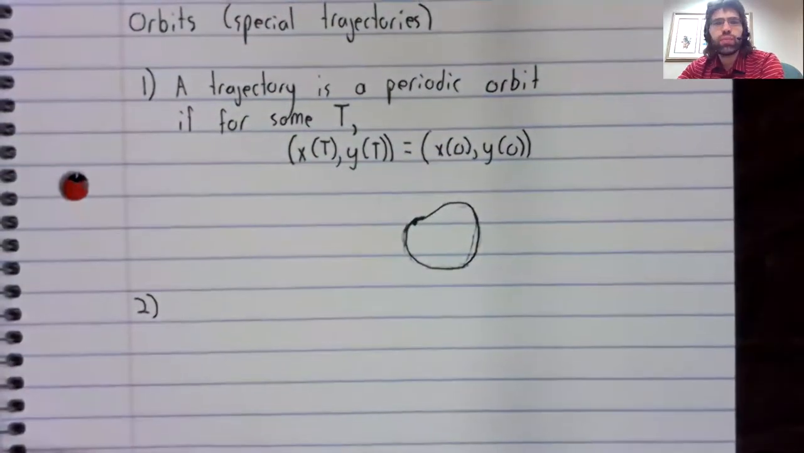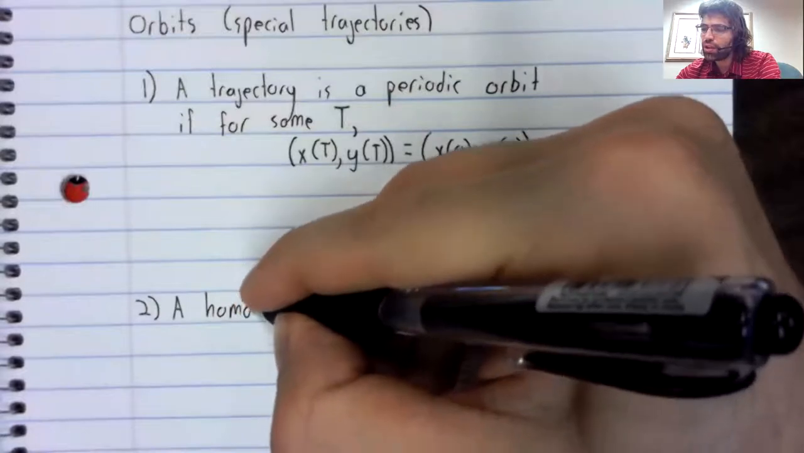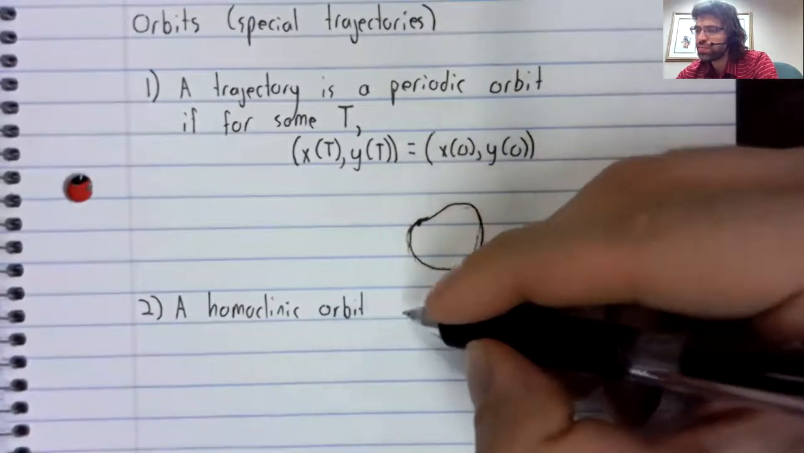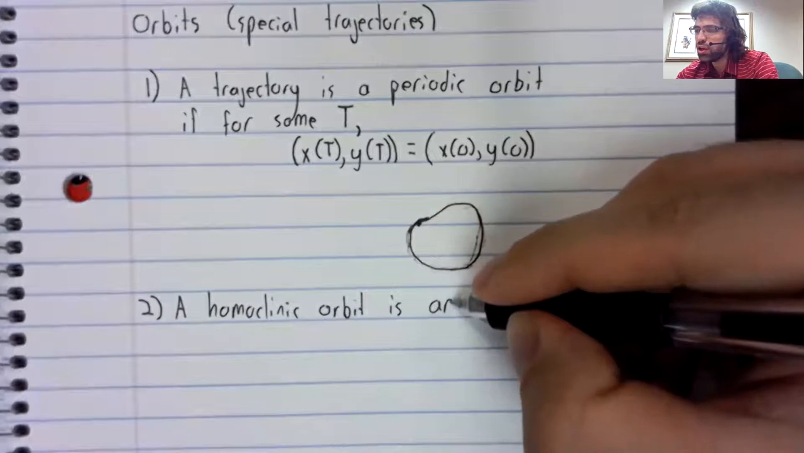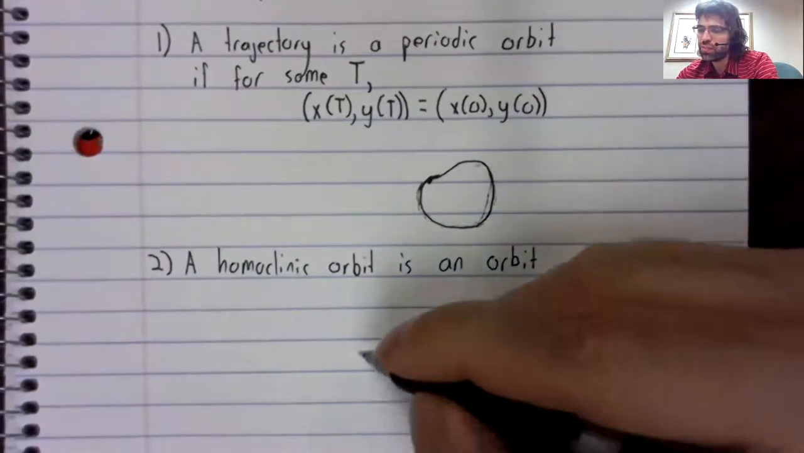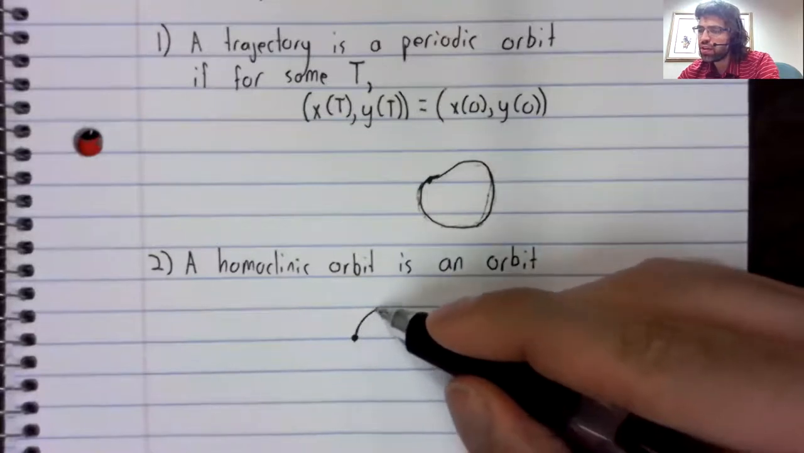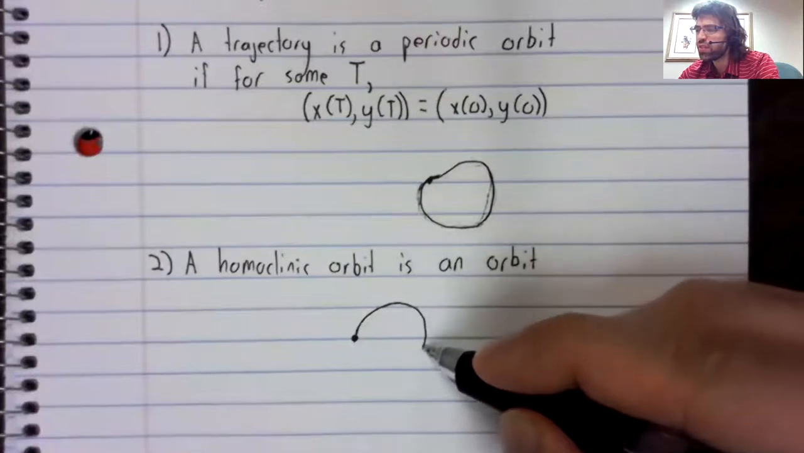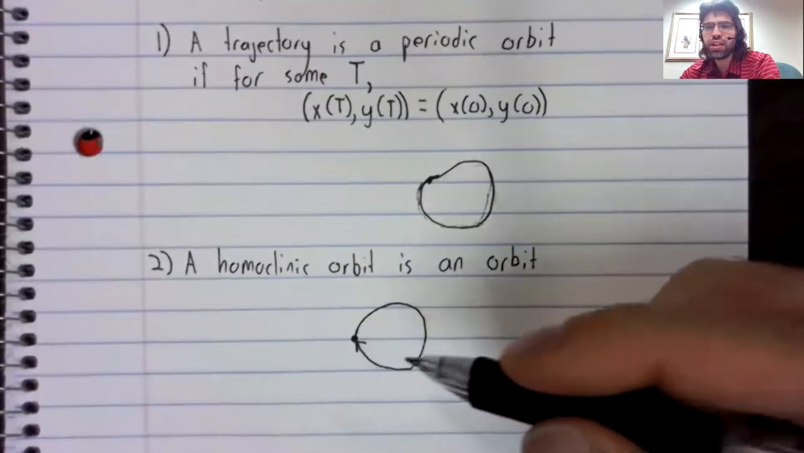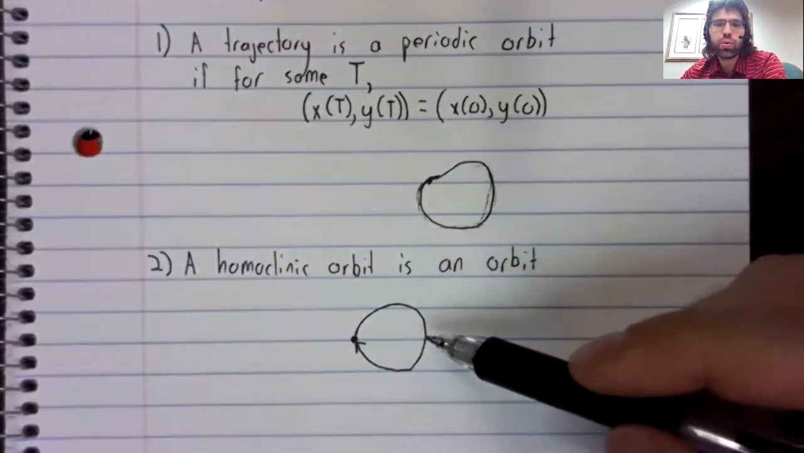Two. Well, it's in the name. A homoclinic orbit will be called an orbit. So if we have a fixed point and we have the unstable manifold of this fixed point intersecting non-trivially with the stable manifold, we'll call that a homoclinic orbit.